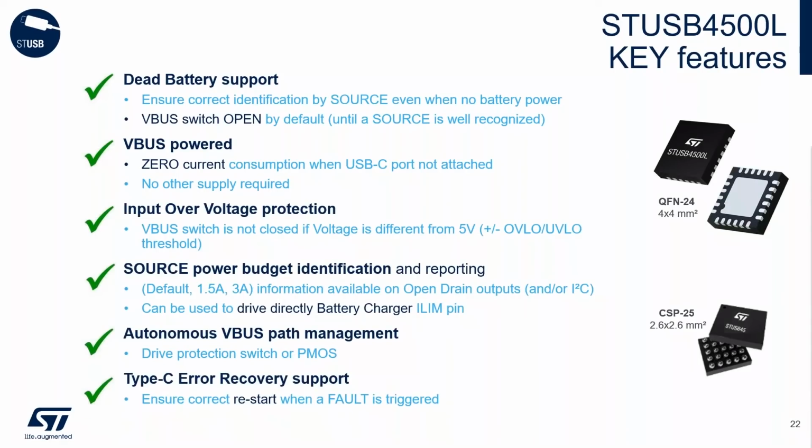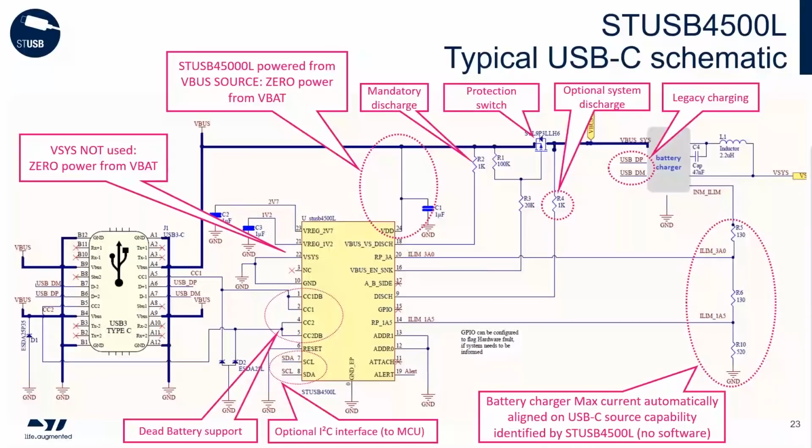So here is a commented schematic. As you can see, implementation requires very few components. So it's pretty tiny, safe, robust. It's fast to implement and it's certified. So you can see here the plug, the IC, some discharge paths, the protection switch, an optional I2C interface, and a signal to drive directly the battery charger.